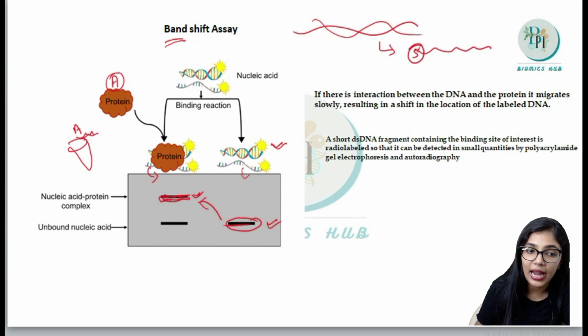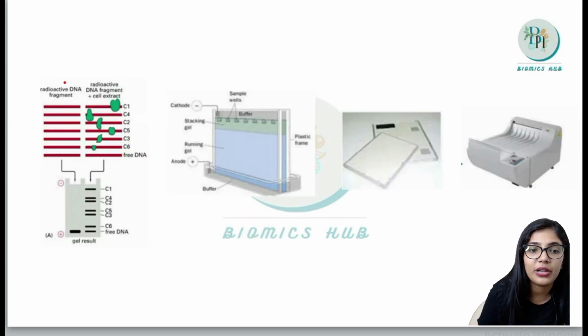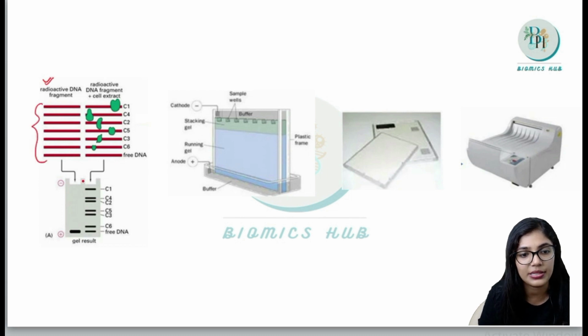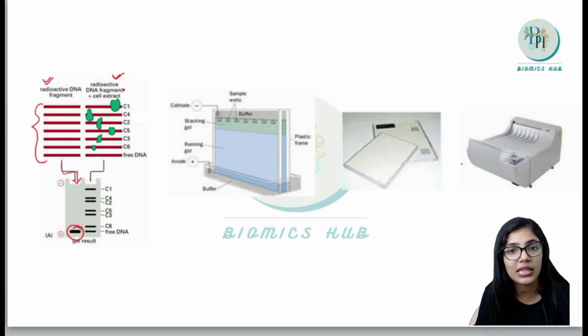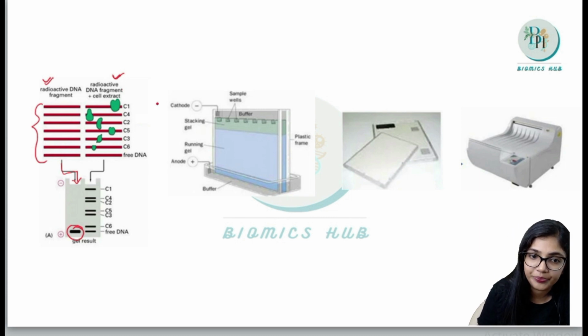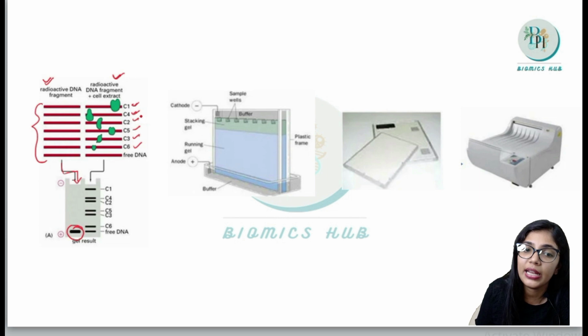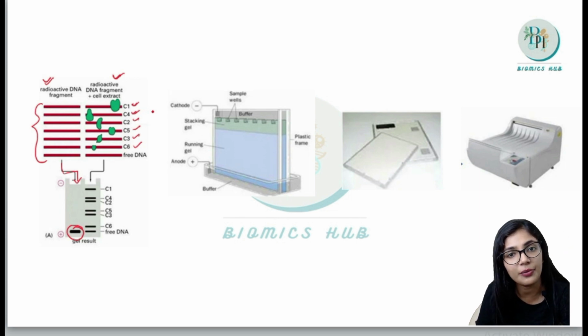Let us be very clear with some other examples. Here we have some radio labeled DNA fragments, run in gel electrophoresis, in which we get a single band present in the lower portion, away from the well. In the second condition, there are various types of proteins of different sizes or different molecular weights, which have been added to the DNA sample. Here we can see that C1 is interacting with this DNA. C4 is also interacting. C2, C5, C3, C6 proteins are interacting with this DNA, but they have different molecular weights.